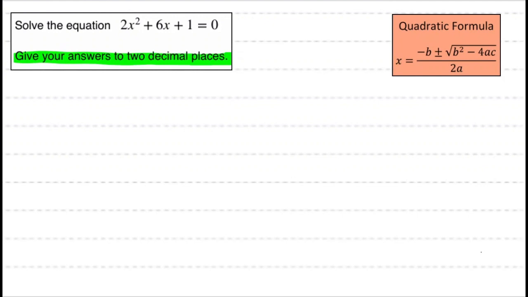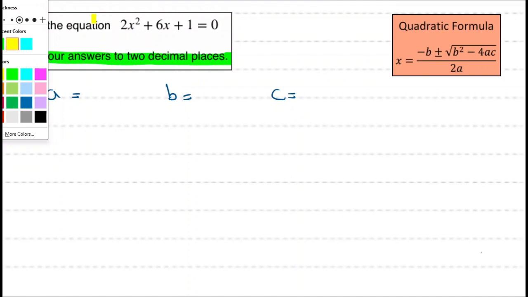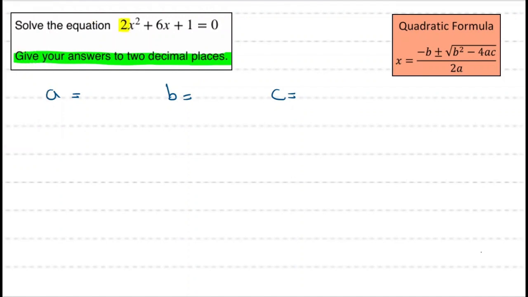We know that the first step is to identify the values of a and b and c from the equation. And we can see that the value of a is the coefficient of x squared, which is 2. The value of b is the coefficient of x, which is 6. And the value of c is the number without x, which is 1.